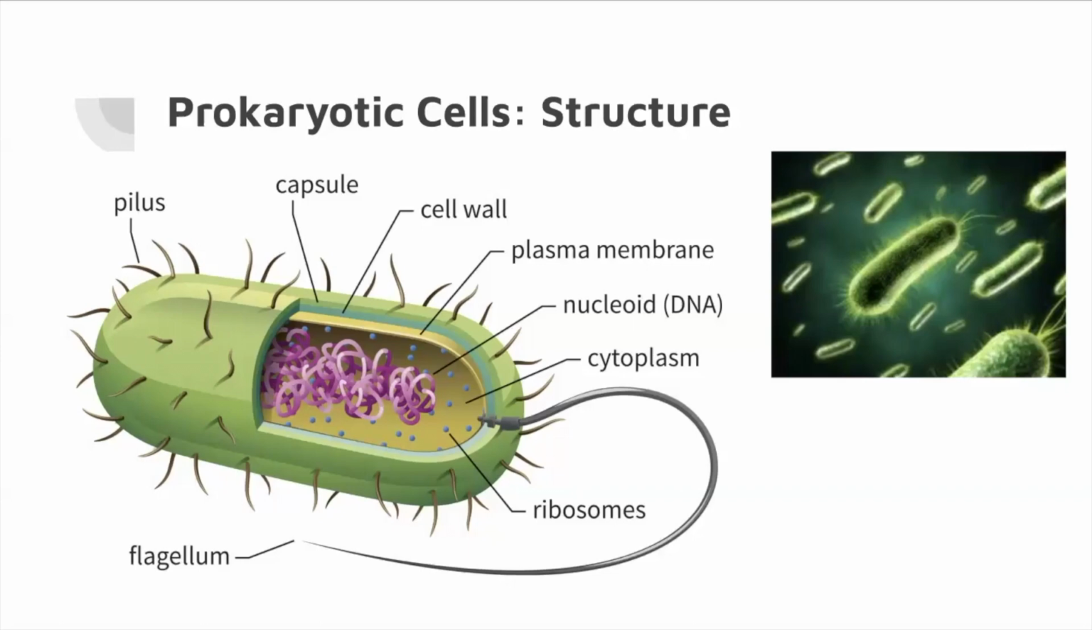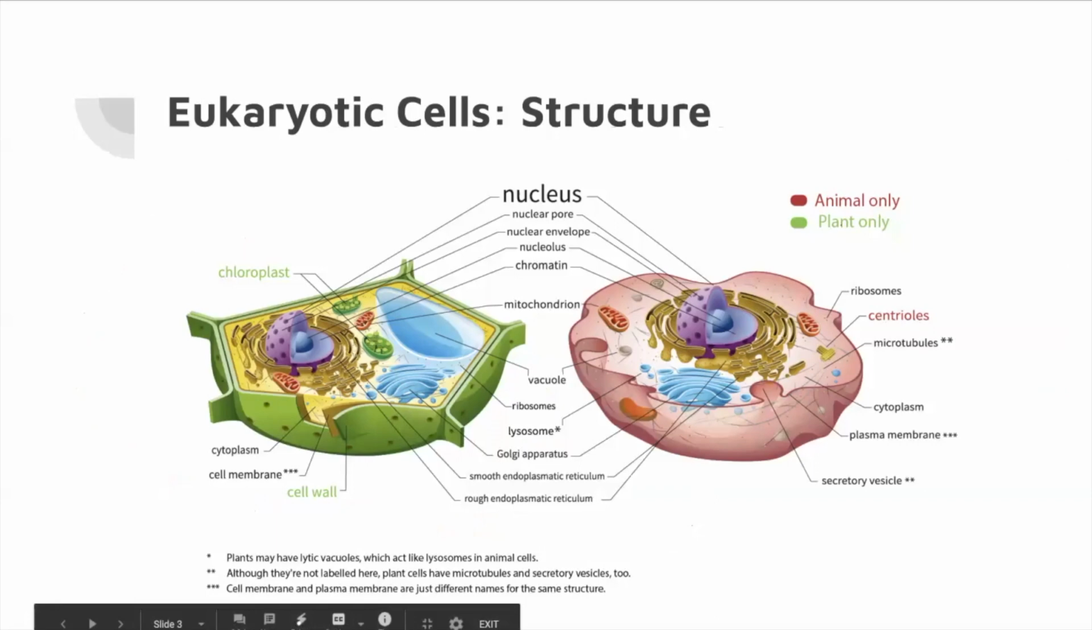The ribosomes are for synthesis of proteins, and the nucleoid is where the DNA information is, and the cytoplasm is to help support and suspend the organelles and all of its cell contents. Now on to eukaryotic cell structures.